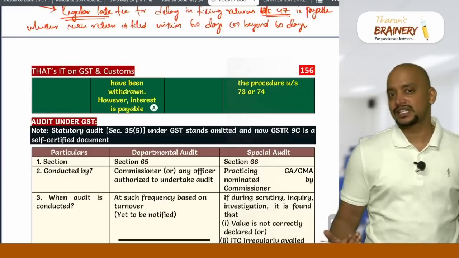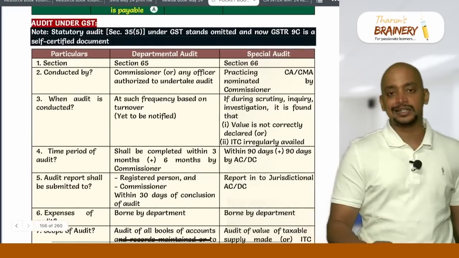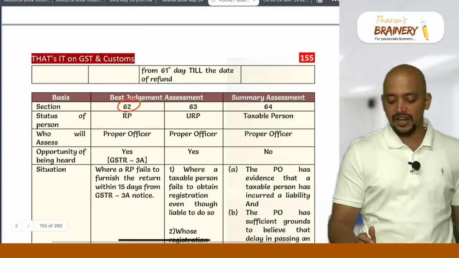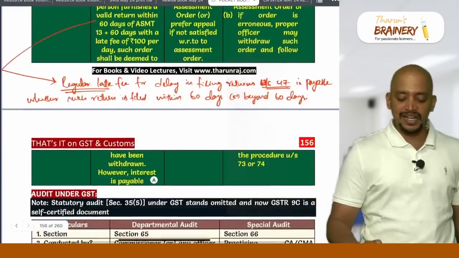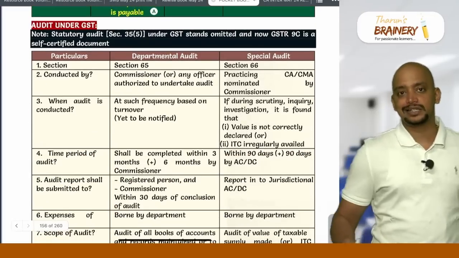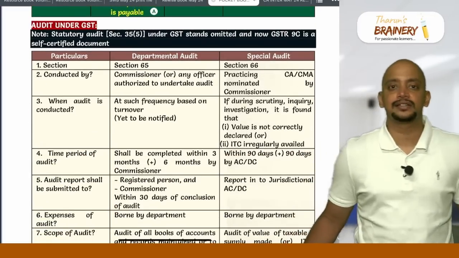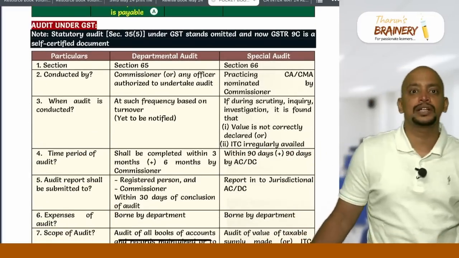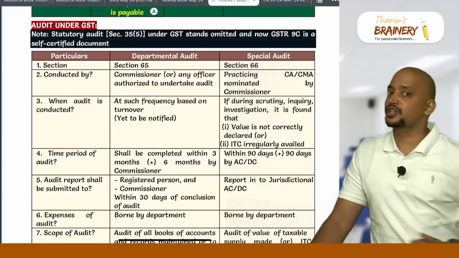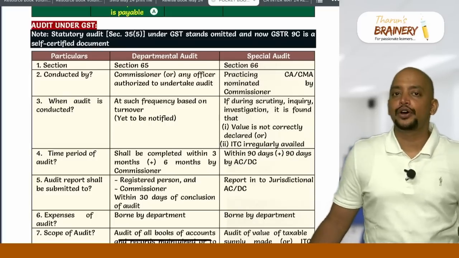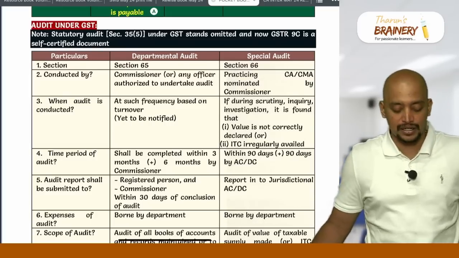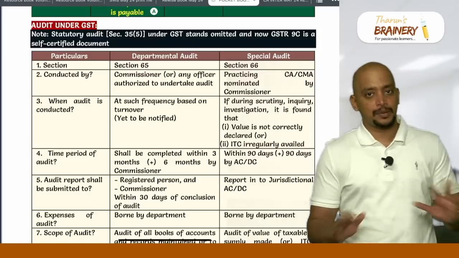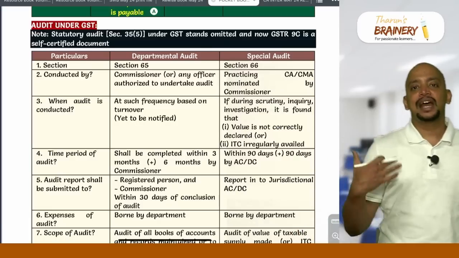Then this is about assessment under GST, then audit under GST. So here it is up to section 64 summary assessment, then 65 and 66 is audit under GST. Section 65 talks about department audit and section 66 talks about special audit, and previously we had statutory audit under section 35 subsection 5, that is now omitted, so it is not applicable. So GSTR 9 and 9C.